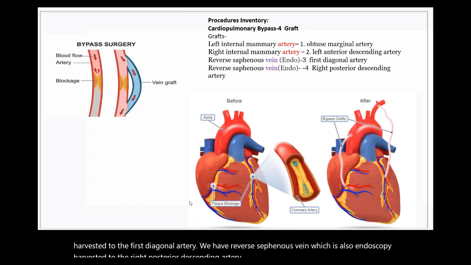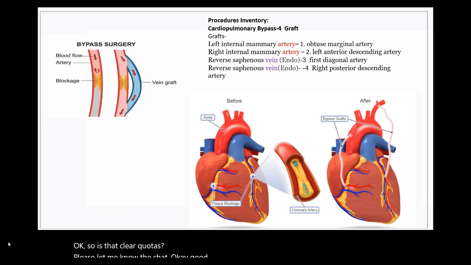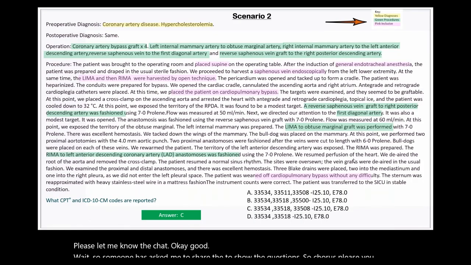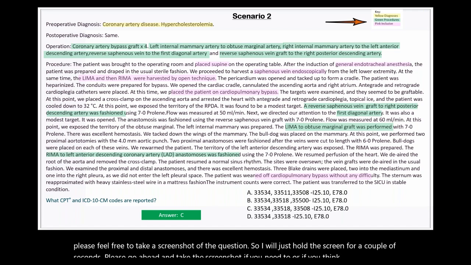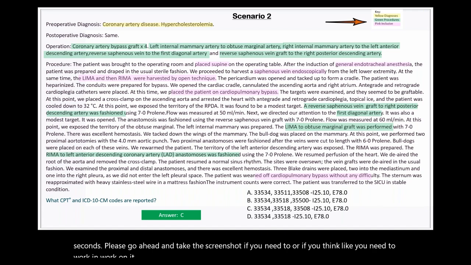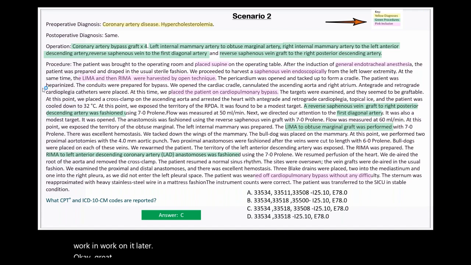Okay, good. Great. So someone has asked me to show the question. Coders, please feel free to take a screenshot of the question. I will just hold the screen for a couple of seconds. Please go ahead and take the screenshot if you need to, or if you think you need to work on it later. Okay, great. So I believe you have taken the screenshot.